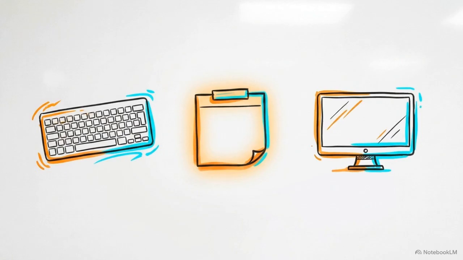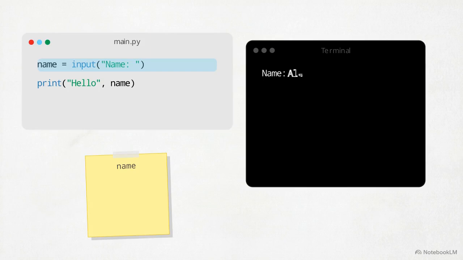Now, let's put it all together: the input, the sticky note, and the output. In line 1, the computer asks for your name and stores it on our sticky note. In line 2, we tell the computer to print the word hello, along with whatever name is written on that note. The computer instantly replies, "Hello, Alex."